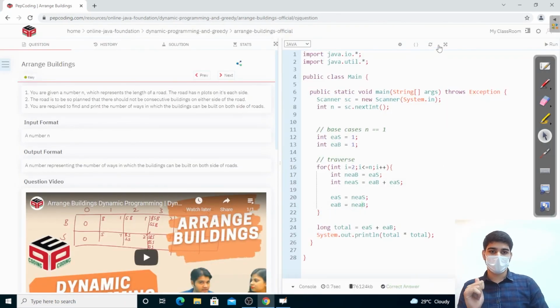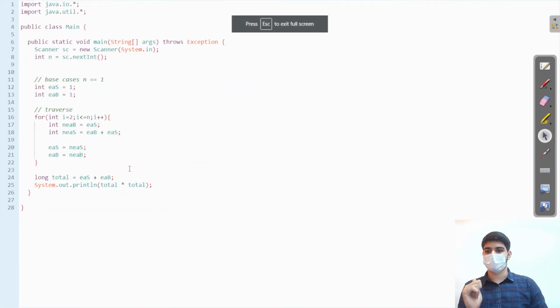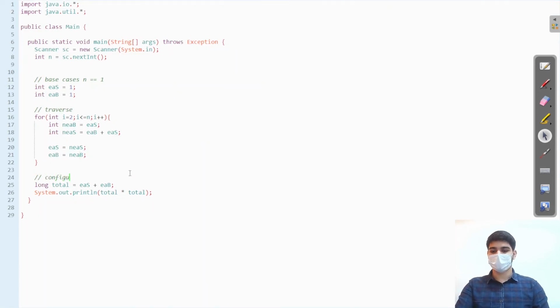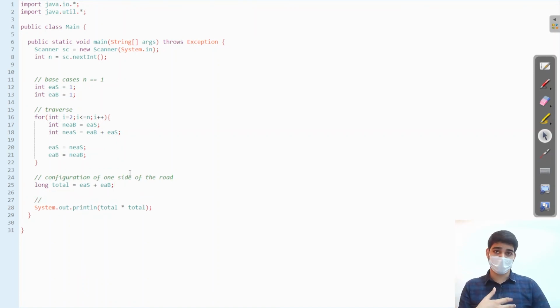So if we come over here again on the code that we have written, over here we have the configuration of one side of the road, right? And before printing our output, what we are doing is squaring that configuration. We are squaring one side of the configuration to get the configuration of both the sides. I hope you understand the code.